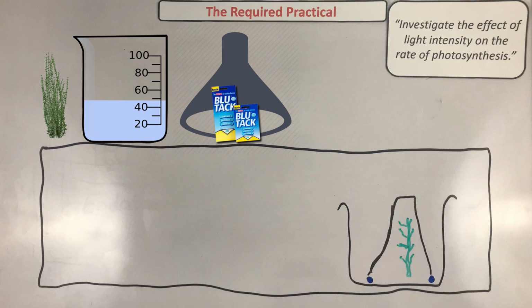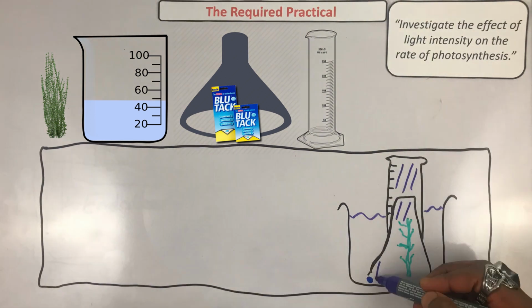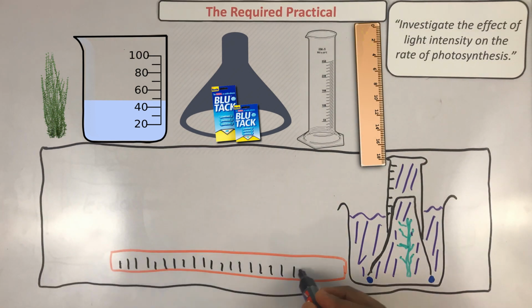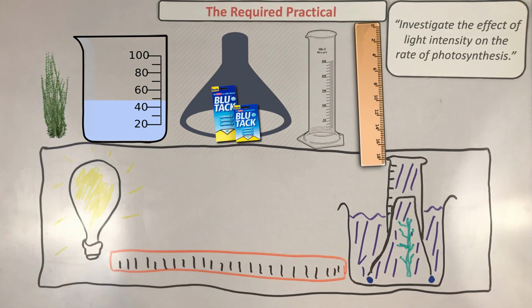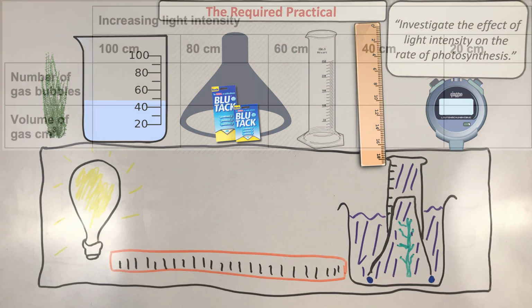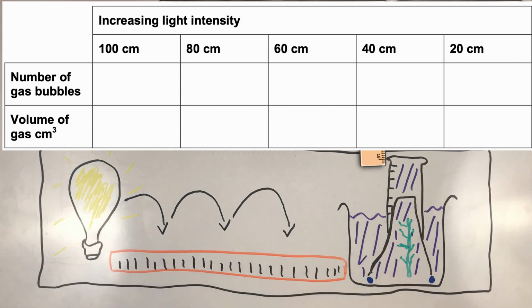Number 3, fill your measuring cylinder with water and gently position it in the way that you see me drawing down here. Number 4, use a ruler to place the light 1 meter away. Number 5, start the stopwatch and count the number of bubbles released. Number 6, after 3 minutes, stop counting and measure the volume of gas that came out from the pondweed into your measuring cylinder. Number 7, record your results in a table like this and repeat the experiment for the other distances.